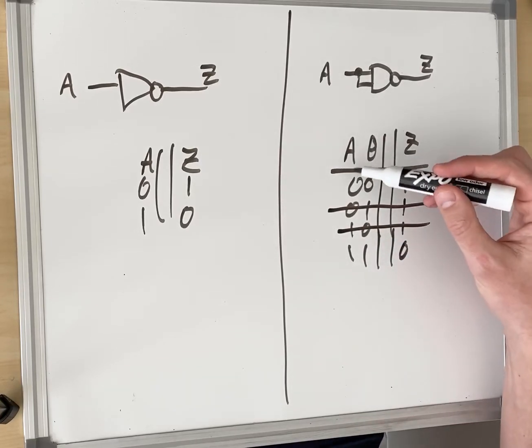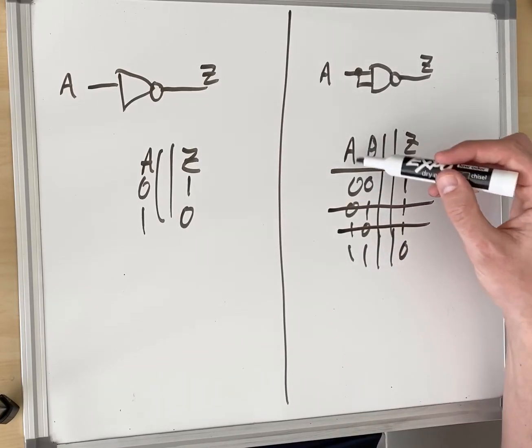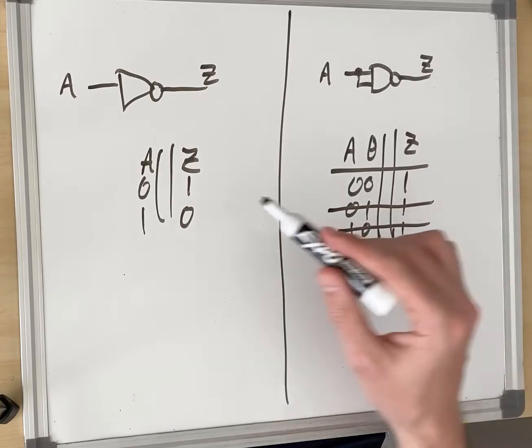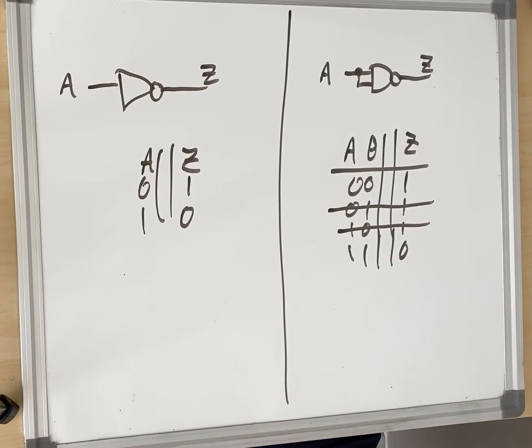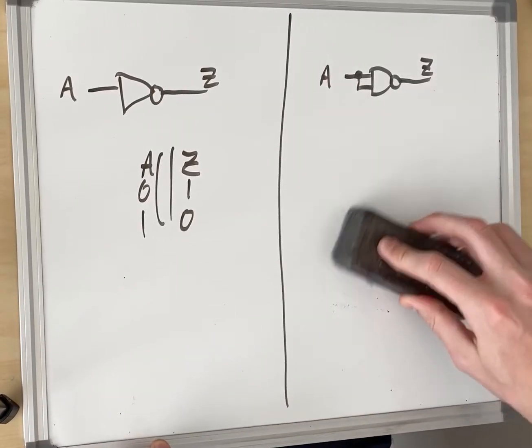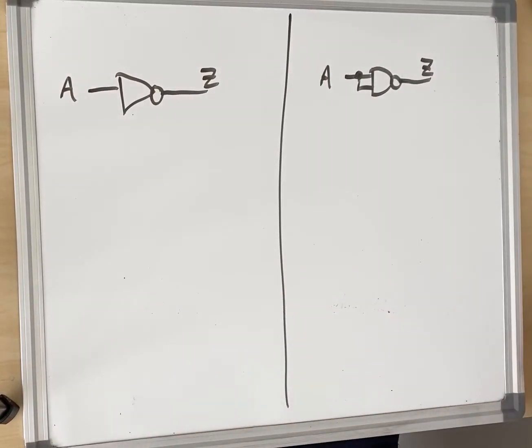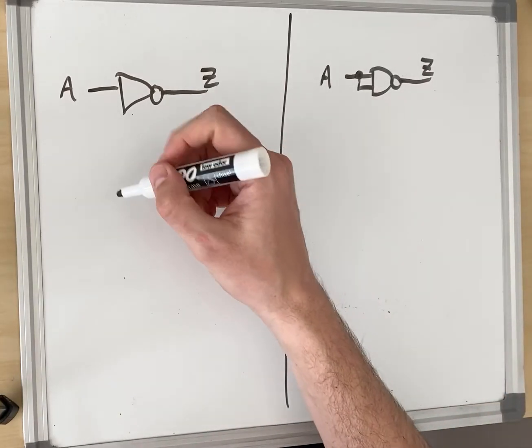So if we look at A, when A is a 0, Z is a 1, and when A is a 1, Z is a 0. Just like this, A is a 0, Z is a 1, so they're identical. So this is really all you want to have written on your chart. This is the equivalent of that. Next one we have is an AND gate.